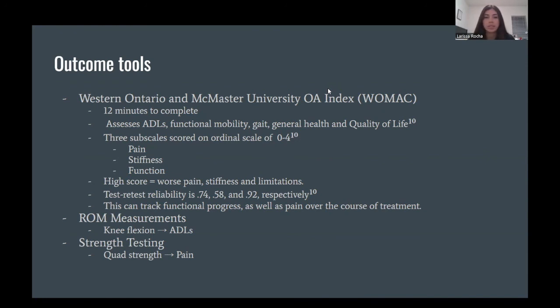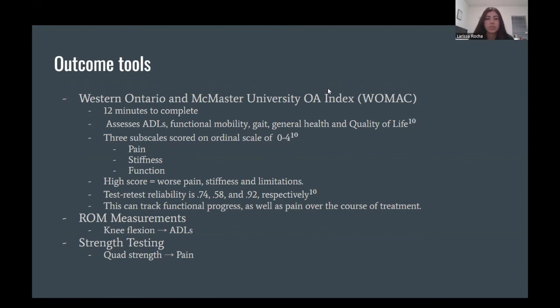And this means that this is a great outcome tool to use, especially when we're looking at and evaluating the function. So going back to our main treatment goals of restoring function and pain relief, the WOMAC will give us a good picture of how the patient feels and their ability to function and their ADLs and their pain levels.